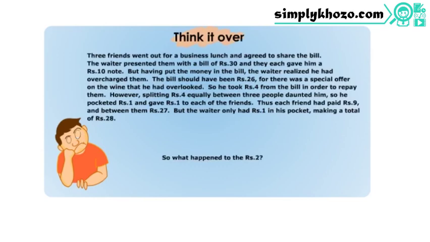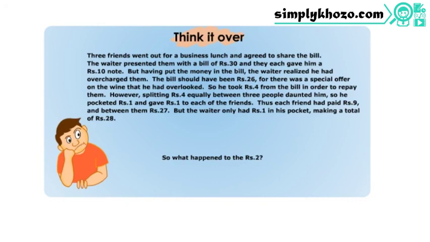Three friends went out for a business lunch and agreed to share the bill. The waiter presented them with a bill of rupees 30, and each of them gave him a rupees 10 note. But having put the money in the bill, the waiter realized he had overcharged them. The bill should have been rupees 26, for there was a special offer on the wine that he had overlooked. So he took rupees 4 from the bill in order to repay them.